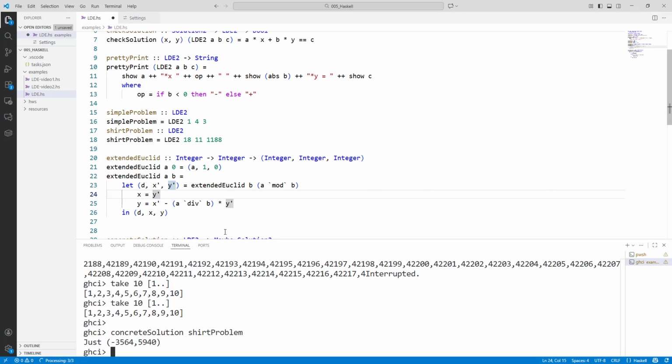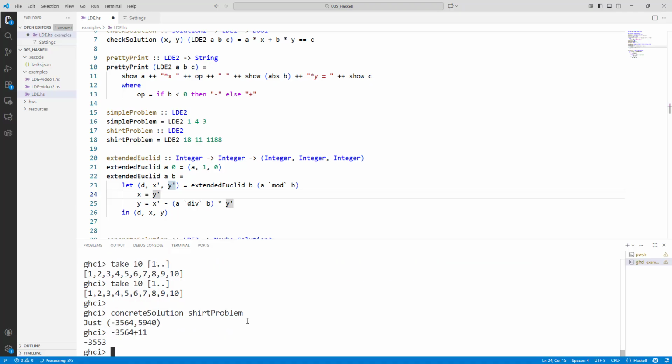So let's see whether it will work. Minus 3,564, and if we add 11 to it, we get this one, and 5,940. If we subtract 18 from it, yeah, we have this one. And it's a question whether these two would be working.